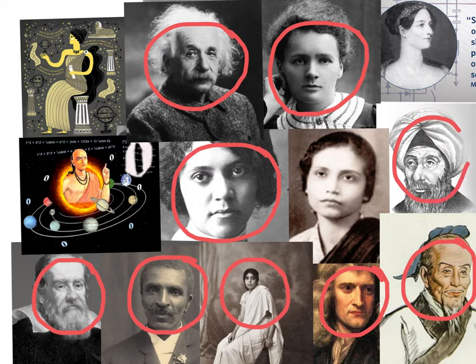Al-Hazan, or in Arabic, which I'm not going to be able to say, Ibn al-Haytham, 965 to 1040 CE, a Muslim Arab mathematician, astronomer, and physicist. Made significant contributions to the principles of optics and visual perception. 600 years before Newton.